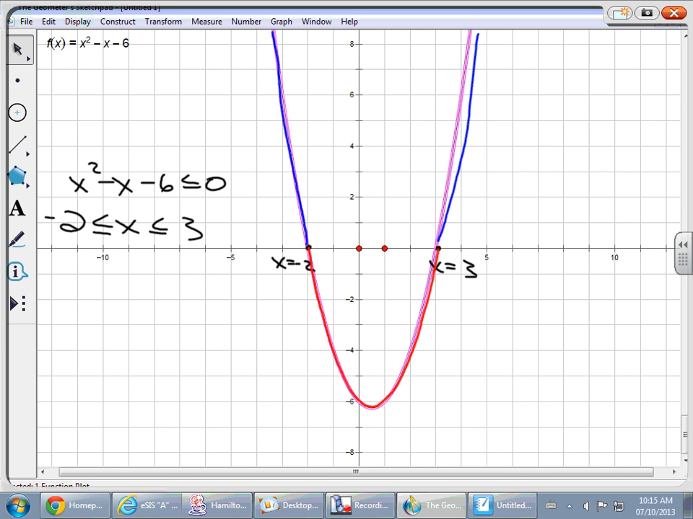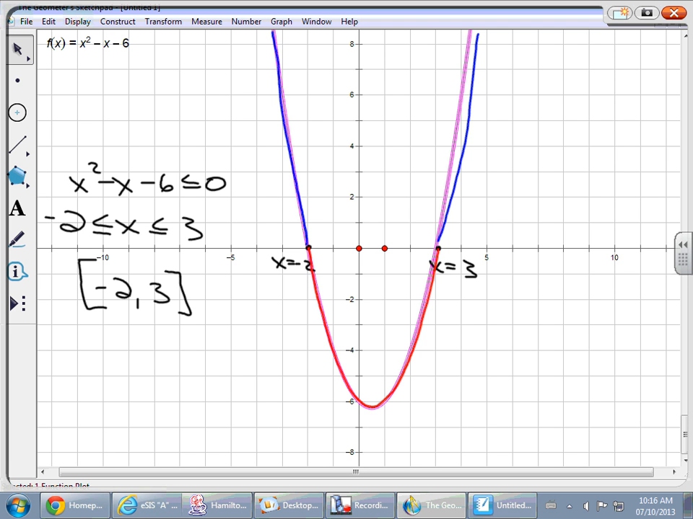Remember, I wouldn't write it like that. It's totally fine to write it like that, but I'd write the answer as -2 to 3. You want to include the -2 and the 3, so I put square brackets around. Okay. Any questions on doing it graphically? So graphically is pretty straightforward, right?